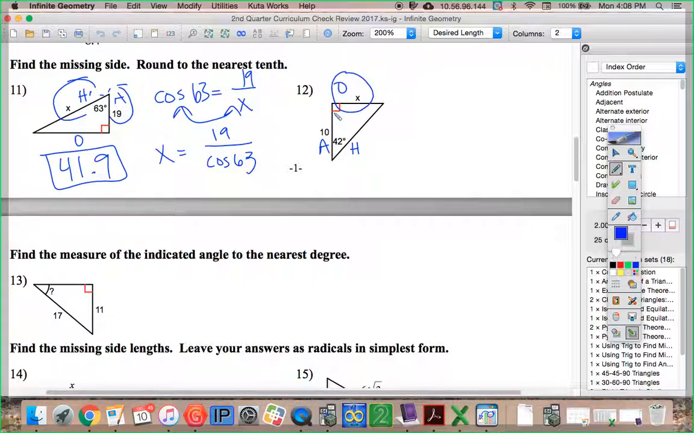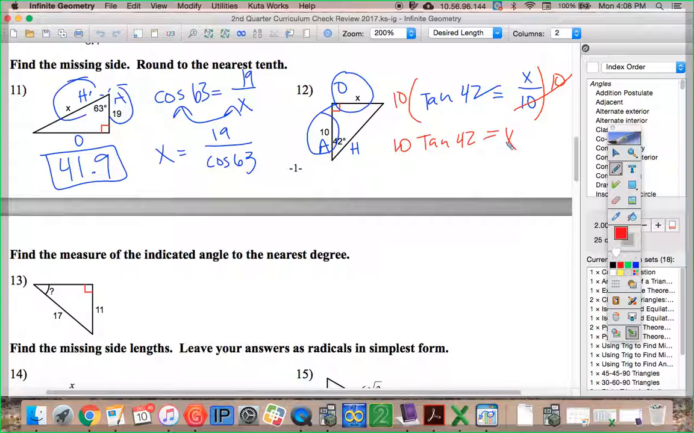This one's dealing with opposite and adjacent, so that's tangent. So tangent of 42 equals the opposite on top, adjacent on bottom. When the variable's on top like this, you don't switch and divide, you multiply. So in your calculator, you'll type 10, then tangent 42. And I get 9.0. You get like 9.004, and it says nearest tenth, so you have to put the 0.